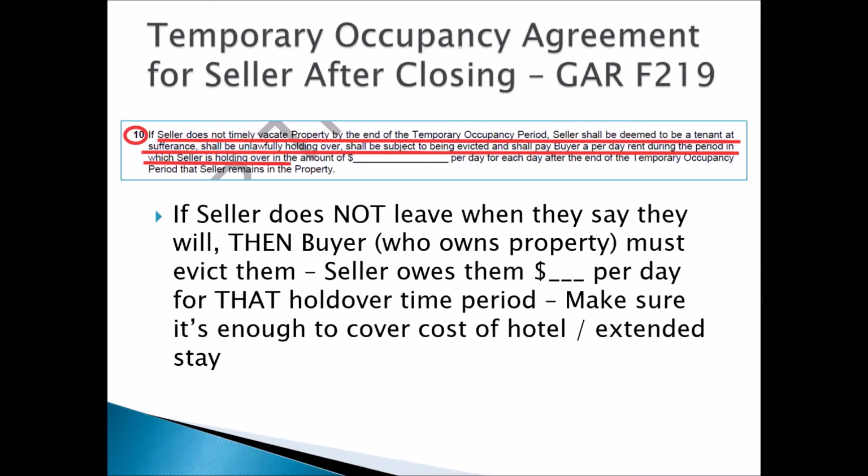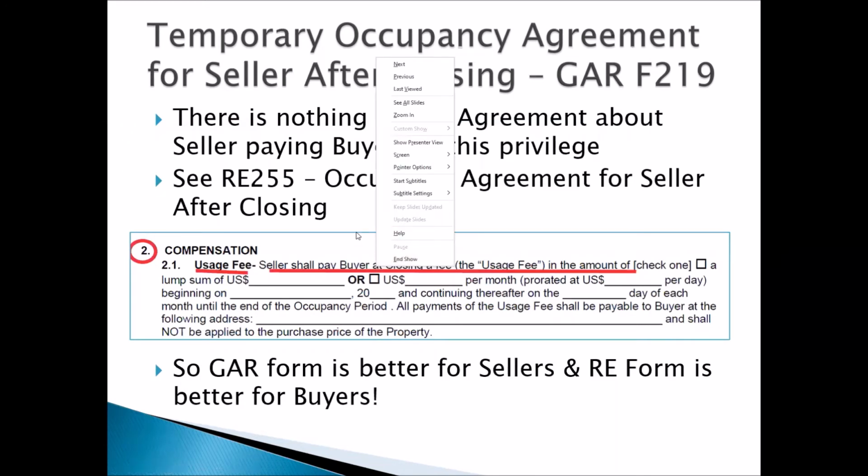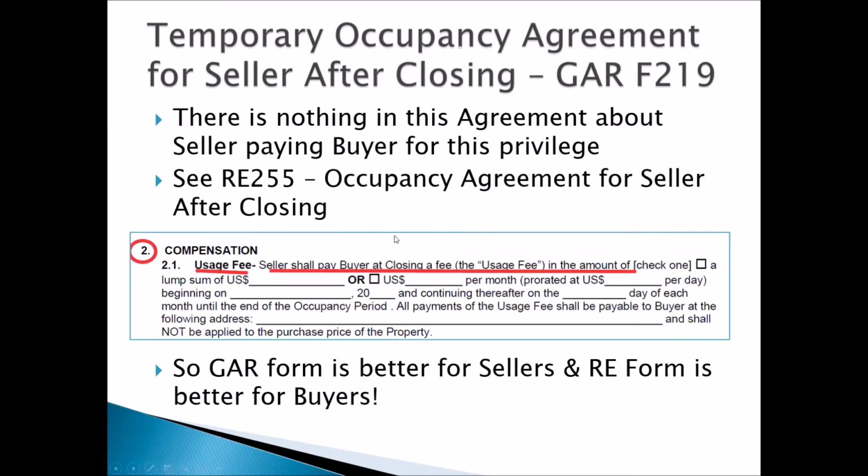Schedule 2 closing, same day. Yep, 3-day settle. Yep, there's all kinds of issues, and it can be tricky. The question is, guess what? In the GAR temporary occupancy agreement, there's nothing in that agreement for the seller to pay the buyer for the privilege of staying in the buyer's new home after closing. However, all that's in there is the per diem for being a tenant at sufferance. And that's paid. Hopefully the seller will pay that. If not, you might have to go to court to get that paid.